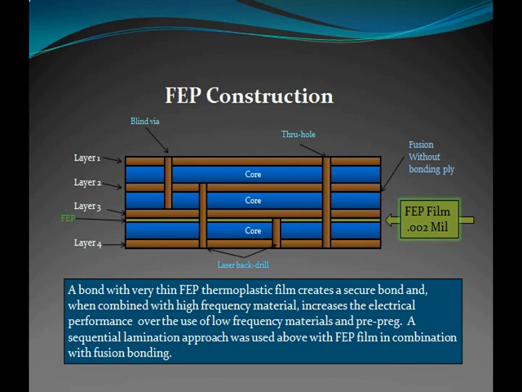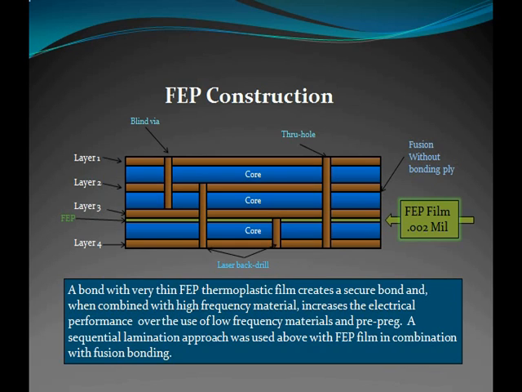FEP construction always uses high-performance laminates exclusively. The FEP film is very thin, very high-performing, and quite costly. Therefore, it is usually placed only between layers with the higher frequency and performance requirements. Bond ply or fusion bonding may be used to laminate together other layers depending on the performance requirements of those layers. FEP film is challenging to use for PCB suppliers. Subsequently, few suppliers offer this option.